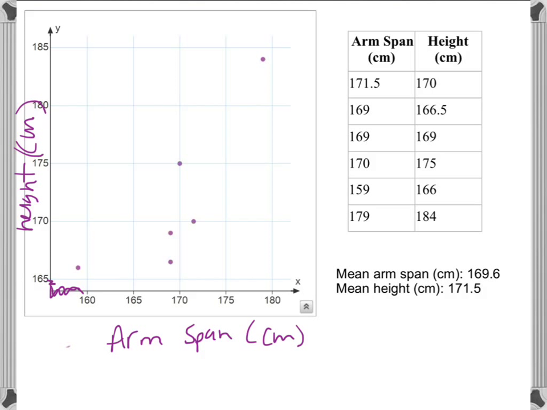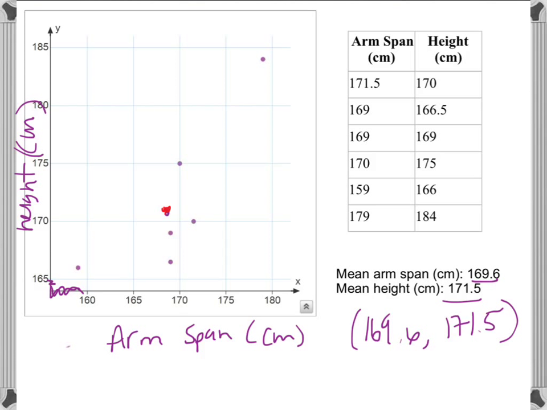Those are called breaks. Okay, so I calculated the mean arm span to be 169.6 centimeters and the mean height to be 171.5. So I want to find the line of best fit. Now I'm going to graph these. So I'm going to graph the point 169.6, 171.5. Okay, so 169.6 and 171.5 would be somewhere around here. Okay, so let me plot that in red here. So I know the line is going to go through that point.